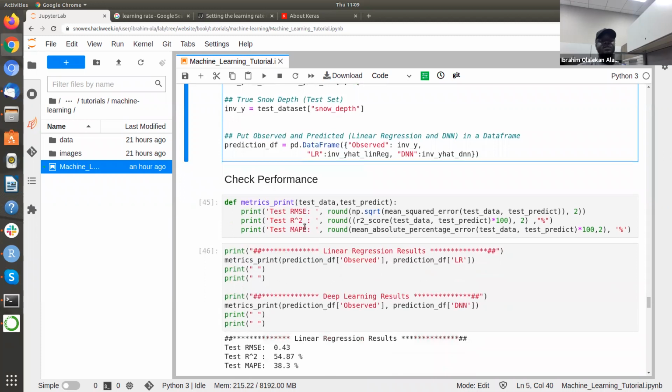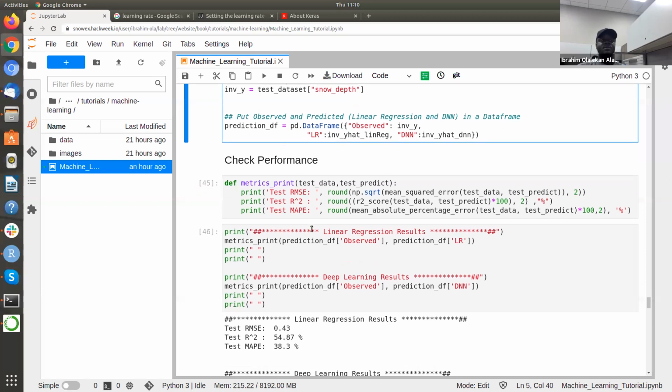Also, my R square takes a value between 0 and 1. When my model is really, really bad, it could have a negative value. The closer to 1, the better the model. When my R square is a perfect 1, it means my observed and my predicted values are the same. That is, my model has predicted my observed values perfectly. Then MAPE is just like putting the error into percentage.